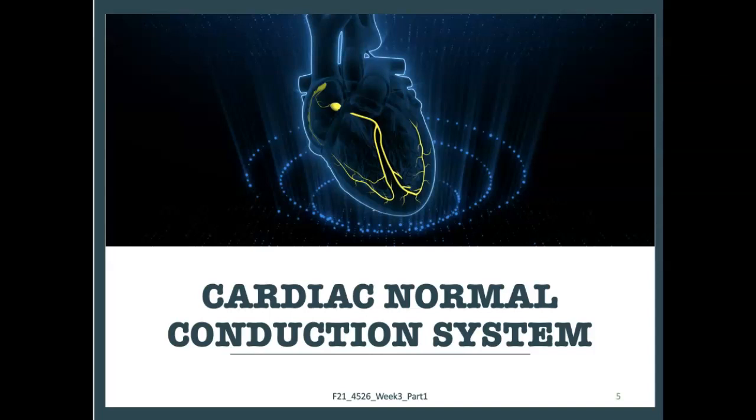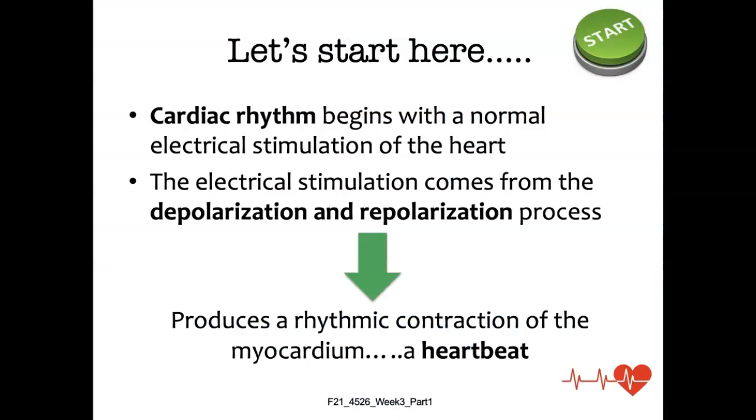So let's start off by looking at the normal cardiac conduction system. We need to start with depolarization and repolarization. The cardiac rhythm, or the cardiac heartbeat, begins with a normal electrical stimulation of the heart. The electrical stimulation comes from the depolarization and repolarization process. You might remember this from the action potential. This process produces a rhythmic contraction of the myocardium, which is the heart muscle, which is a heartbeat.